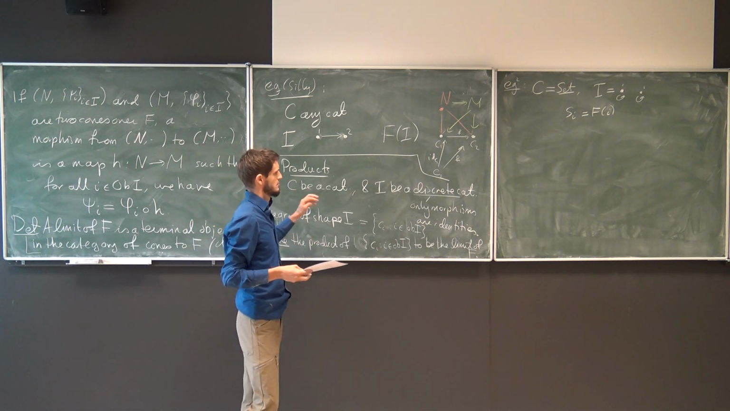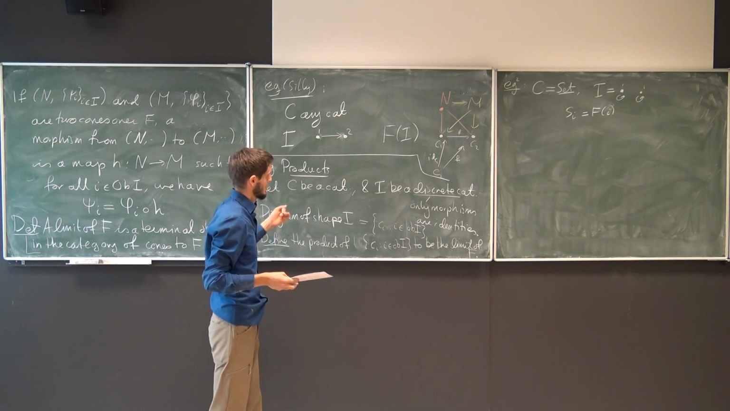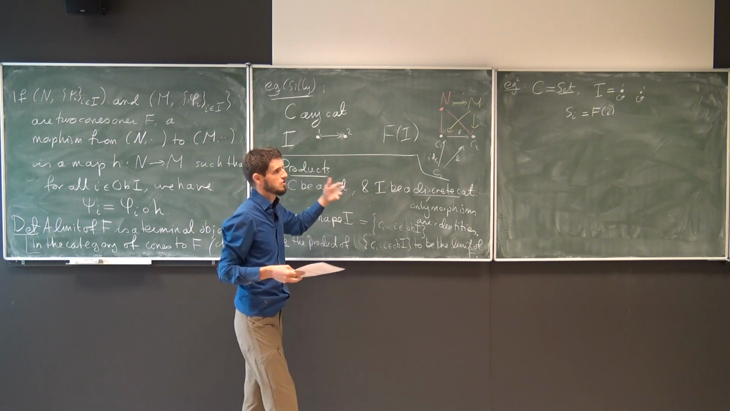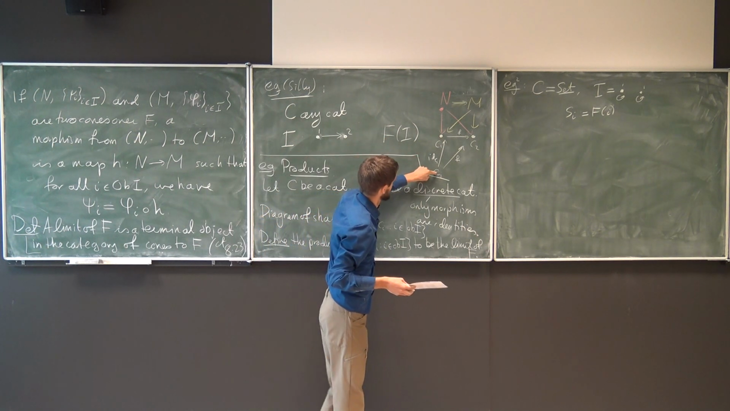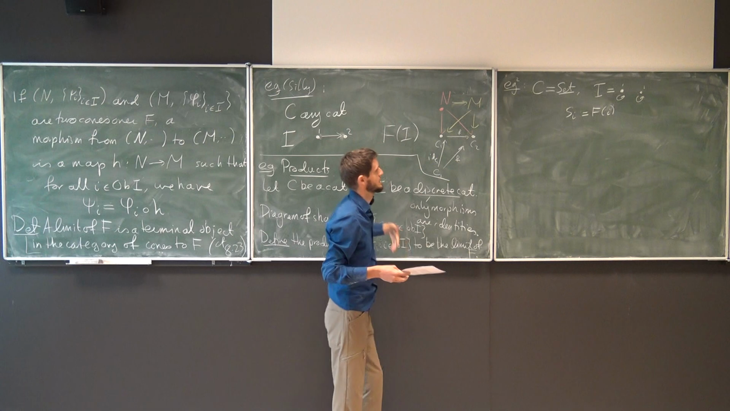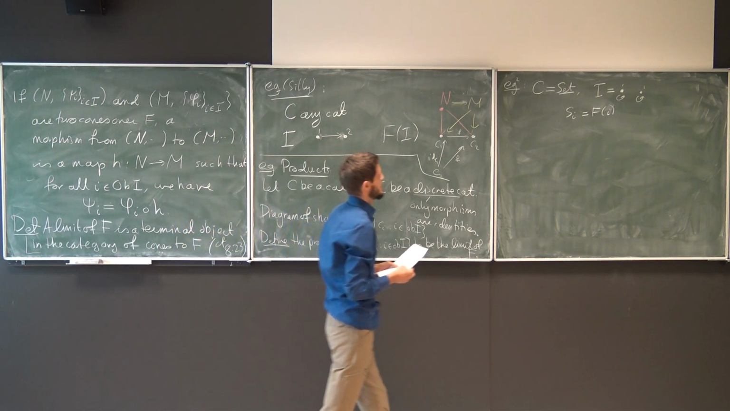Of course, I haven't said this precisely enough yet. Remember that a limit of a diagram is actually a cone, it's not just an object. So the limit of the diagram is not only the object, but also these arrows here. In general, for a limit of a diagram, you have to specify the arrows in the cone as well. So I should do that first.